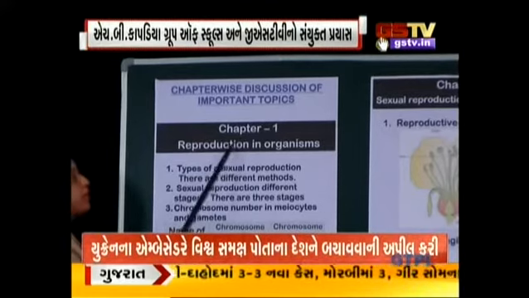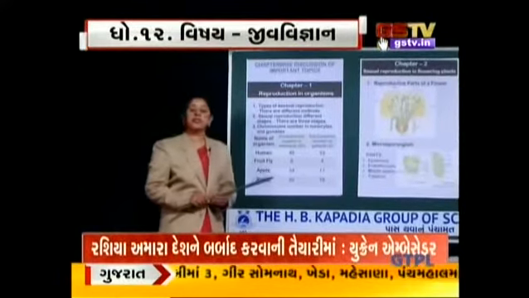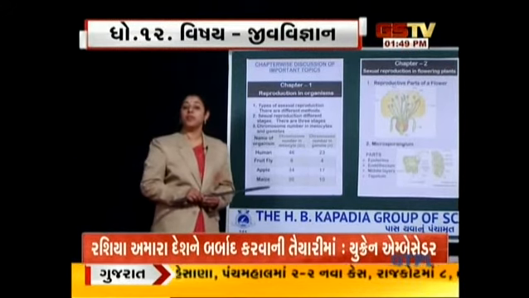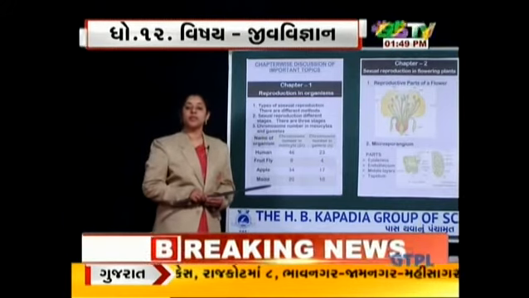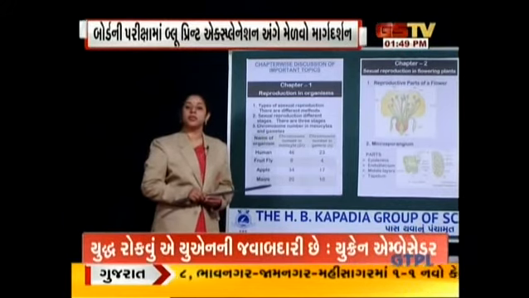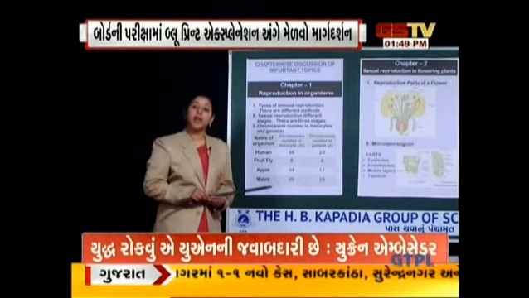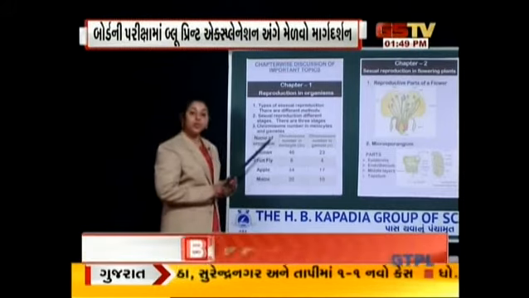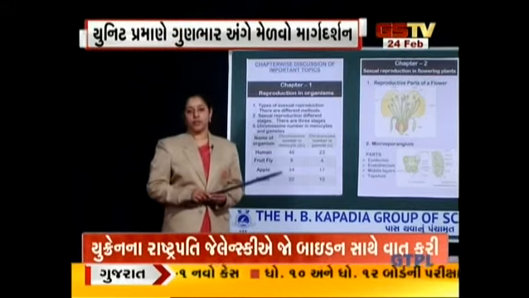So the first chapter, that is reproduction in organisms. This chapter is mainly dealing with the different methods of reproduction. You know that reproduction is a process by which species continuity is maintained, or it is the process by which parents deliver the young ones. There are basically 2 types of reproduction, that is asexual reproduction and sexual reproduction.